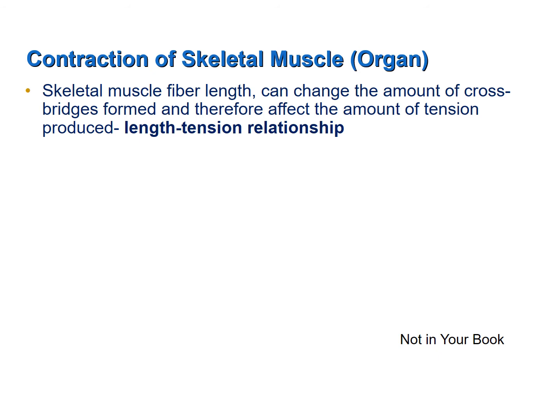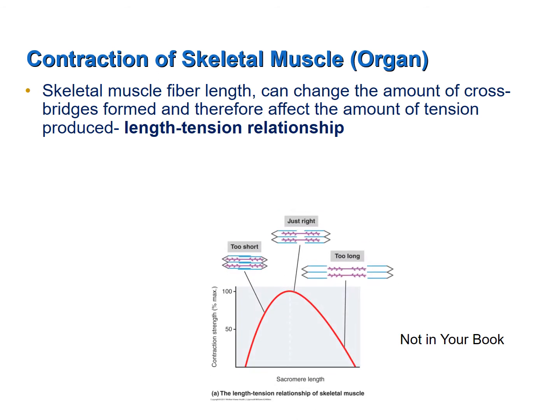This is referred to as the length-tension relationship. This length-tension relationship is illustrated by this figure from your book. We have on the y-axis contraction strength, and we have on the x-axis sarcomere length. There is a sarcomere length where cross-bridge formation is maximal, and therefore there is a maximum amount of force generated by a skeletal muscle fiber. This is considered the optimal sarcomere length because we get the maximum amount of strength or tension produced.